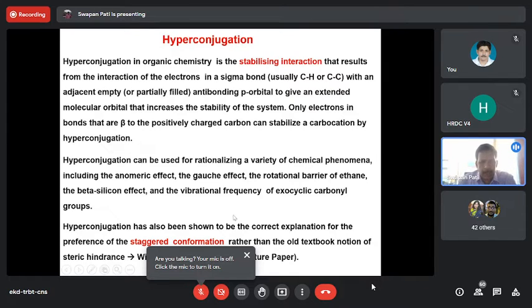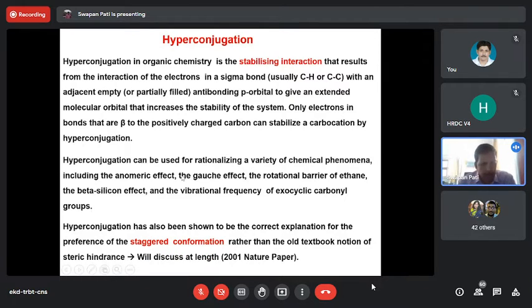Hyperconjugation can be used for rationalizing a variety of chemical phenomena, including the anomeric effect, the Gauche effect, the rotational barrier of ethane, the beta silicon effect, and the vibration frequency of exocyclic carbonyl groups. Hyperconjugation has also been shown to be the correct explanation for the preference for the staggered conformations. I will come to that. In 2001, there was a Nature paper. I will come to that one later.